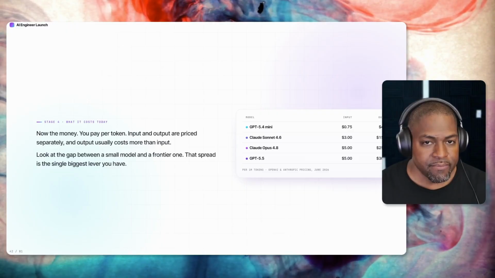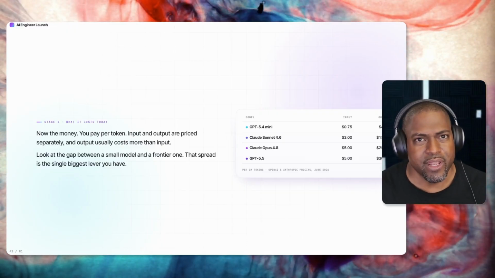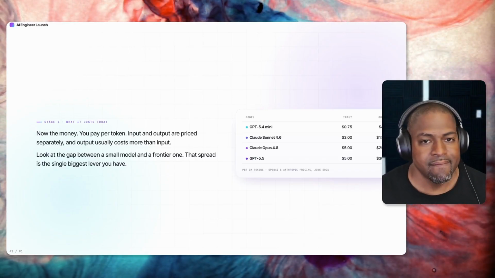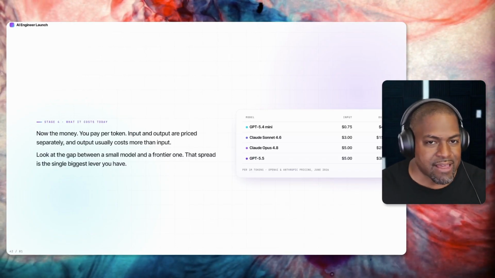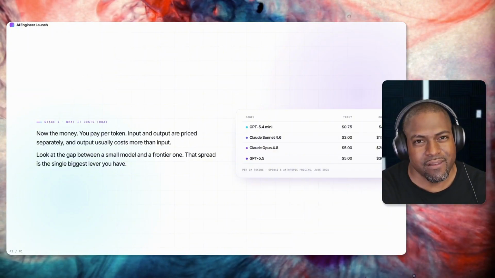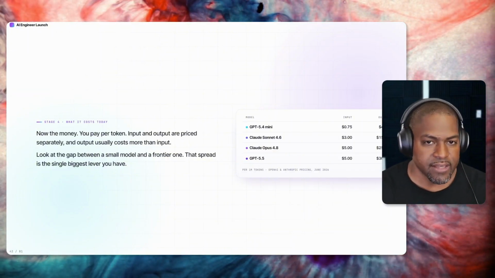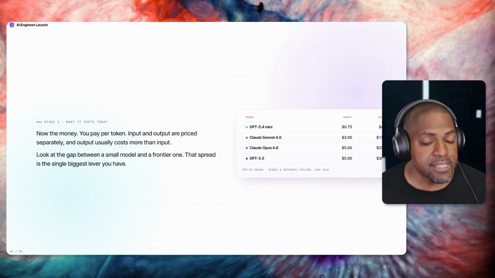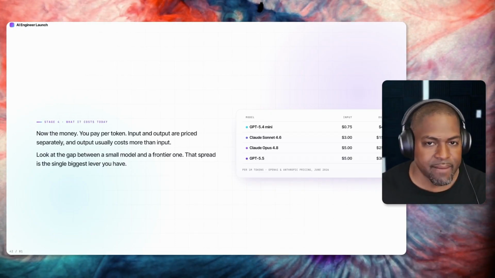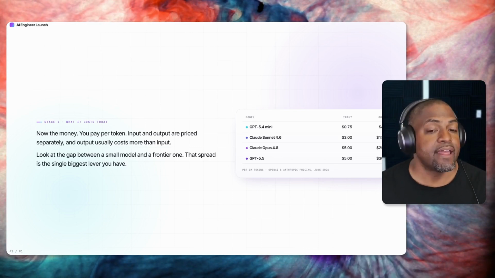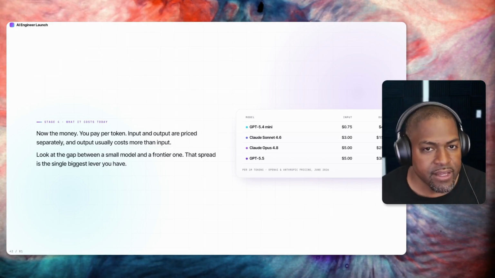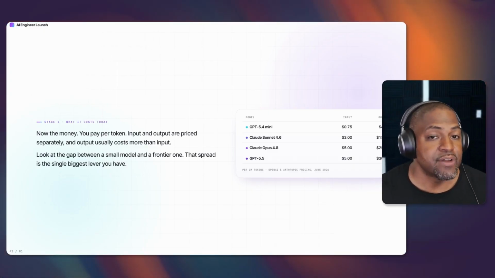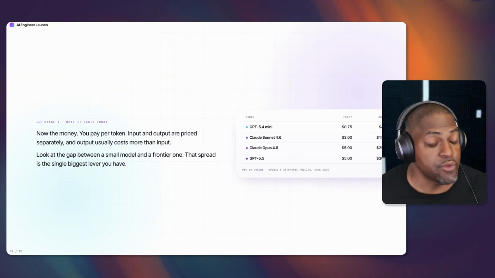Pricing per 1 million tokens, as of June 2026: ChatGPT 5.4 mini is about 75 cents coming in and about $4.50 coming out. Claude Sonnet 4.6 right now is about $3 coming in, about $15 coming out. Claude Opus 4.8 is about $5 coming in, $25 coming out. And GPT 5.5 is $5 coming in, about $30 coming out. The spread between a small model and a frontier one is the single biggest lever you basically have right now.